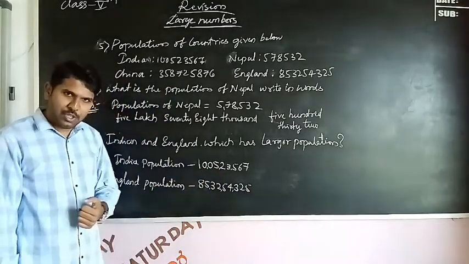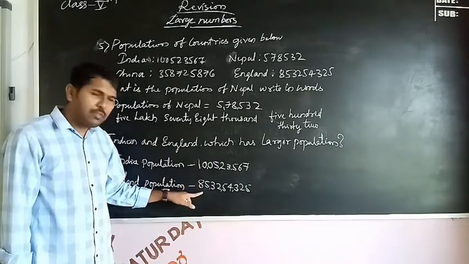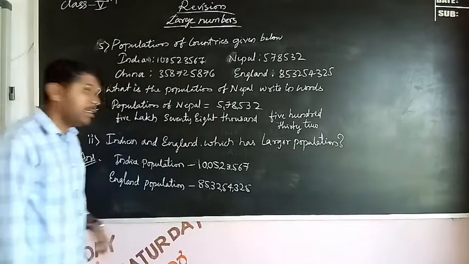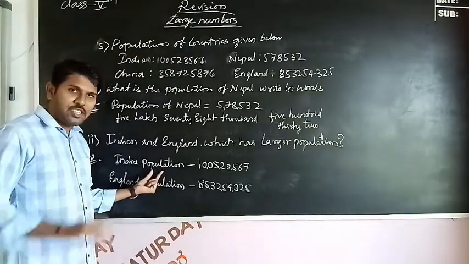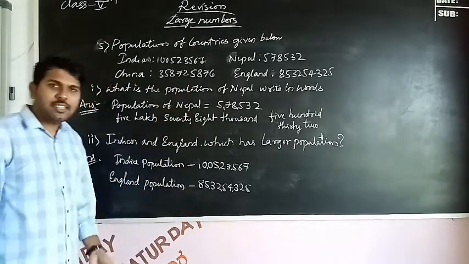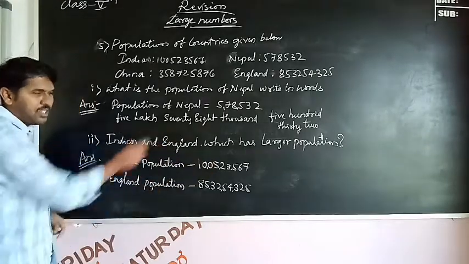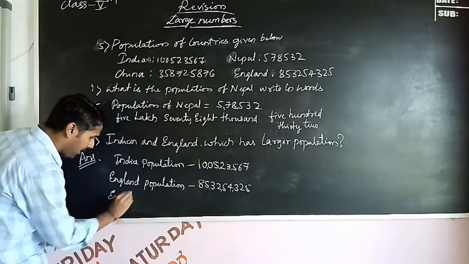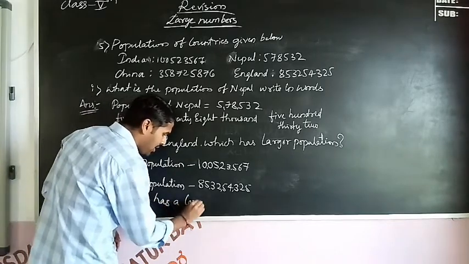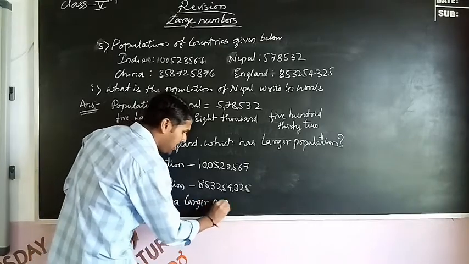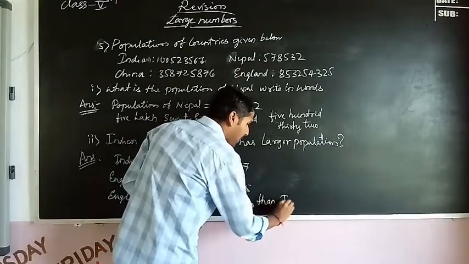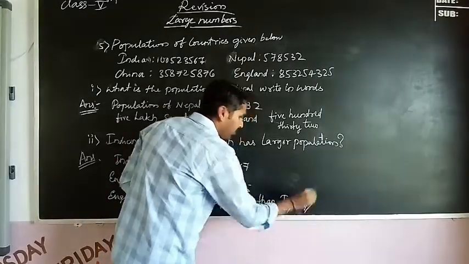So which has a larger population? Here 10 crore is there, here 85 crore is there. Which one is greater? Obviously England's population is larger. In reality India's population is much larger than England's, but this is an example. So England population is 85 crore something. Okay, so which has a larger population? England has a larger population than India. Okay.